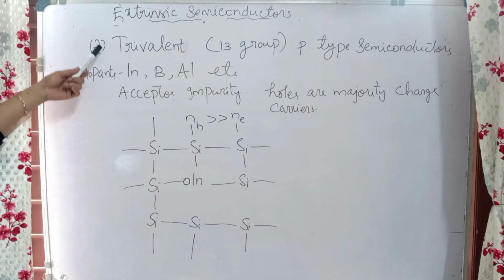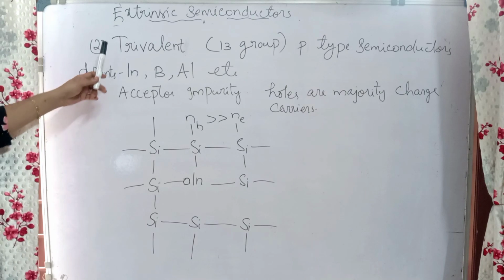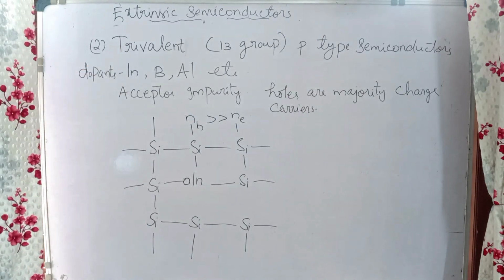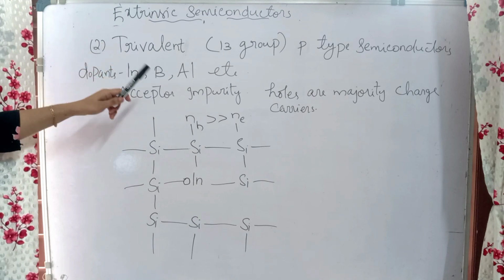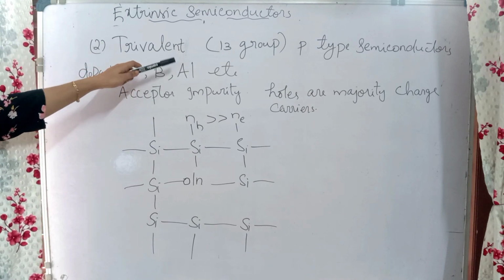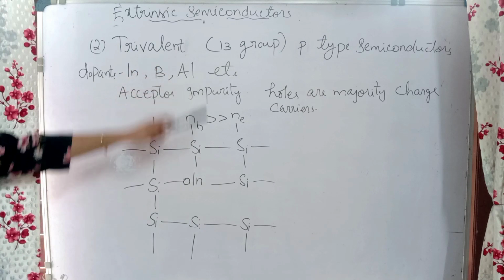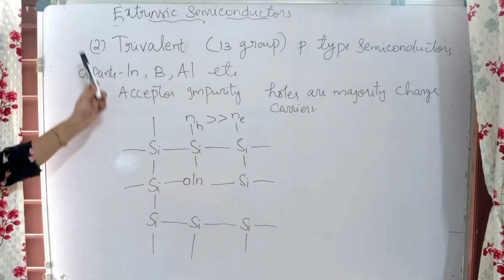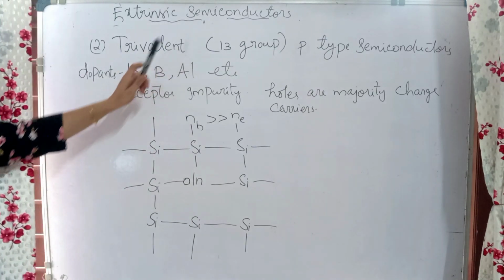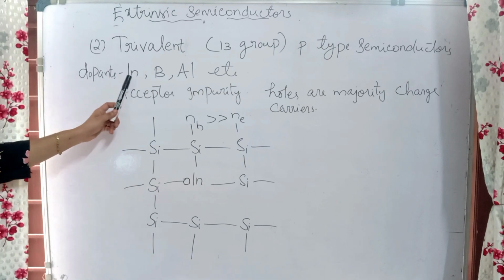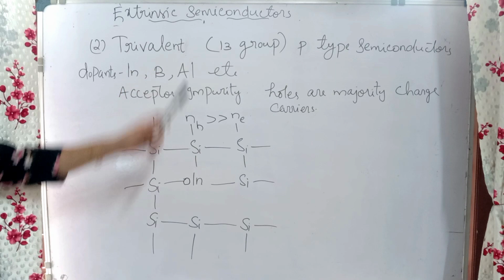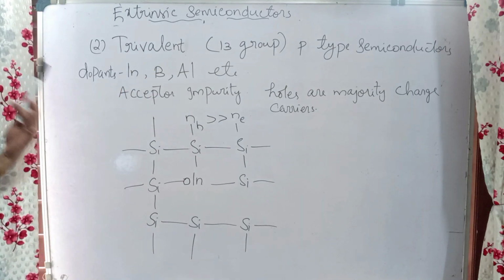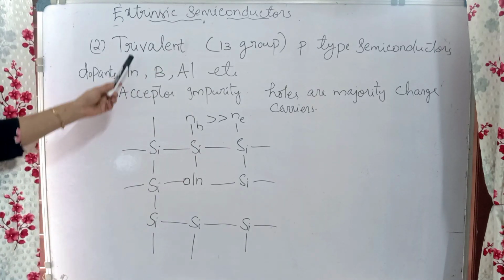Now we have another type of impurity. That means here we are using trivalent impurities. Trivalent means 3 will be the valence electrons. So here we are taking the 13th group element as the dopant. Okay, 13th group elements are the dopants. Here the dopants are indium, boron or aluminium. So indium, boron, aluminium etc. can be used to do doping with this silicon.